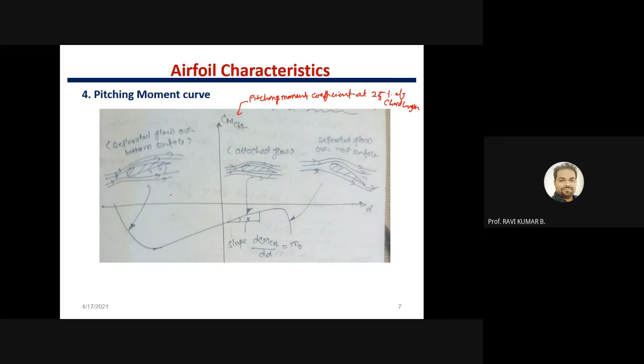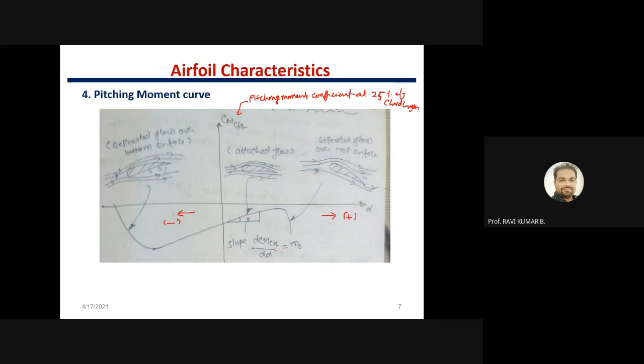So if we look at the behavior, it is almost symmetrical, right? This is the zone of negative angles. This side we are going for negative angle, and this side we are going for positive angle, right? As I said, if you are going for negative angle of attack, you will have a negative lift on a cambered airfoil. If you are going for positive, you will have a positive lift. So as per that, pitching moment also varies. The C_M curve is almost linear over most of the practical range of angle of attack.